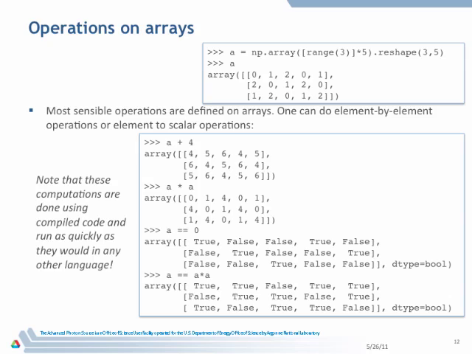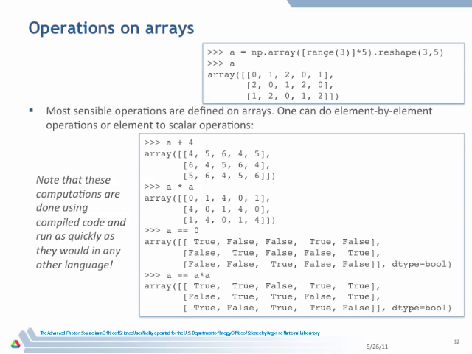But that's not all. We can do operations on arrays as well, and it's really, really fast because it's all done in C. So here, just to give you a more complicated array, I've taken the numbers 1 to 2. I've multiplied them by 5. When I multiply a list by 5, I get the list 5 times. And then I've reshaped it into a 3 by 5 array, so 0, 1, 2, 0, 1, 2, 0, 1, and so on. And that's my array.